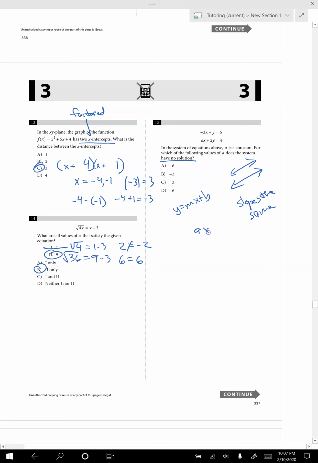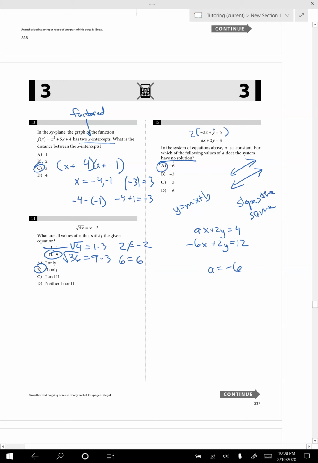So we've got ax plus 2y equals 4. I look here, and I realize if I multiply everything by 2 here, I can get the y's to match up. So I will have negative 6x plus 2y equals 12. Now I don't care about the constants because for the slope to be the same, all we care about are the coefficients of x and y. Since our y coefficients match, we can say a equals negative 6, and that's our answer.